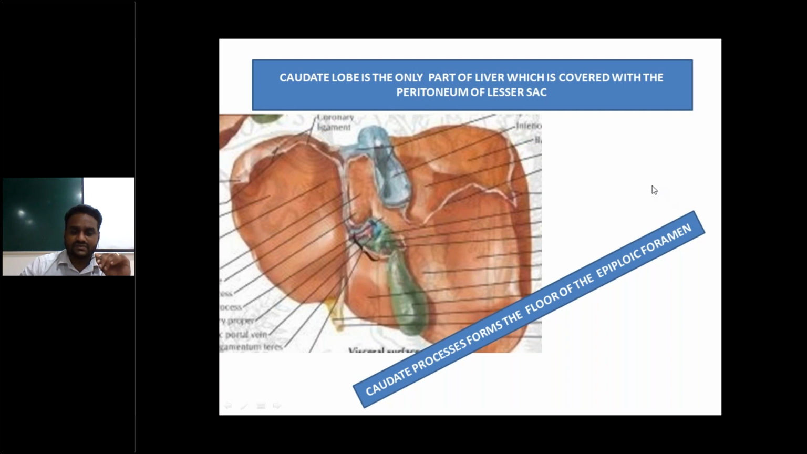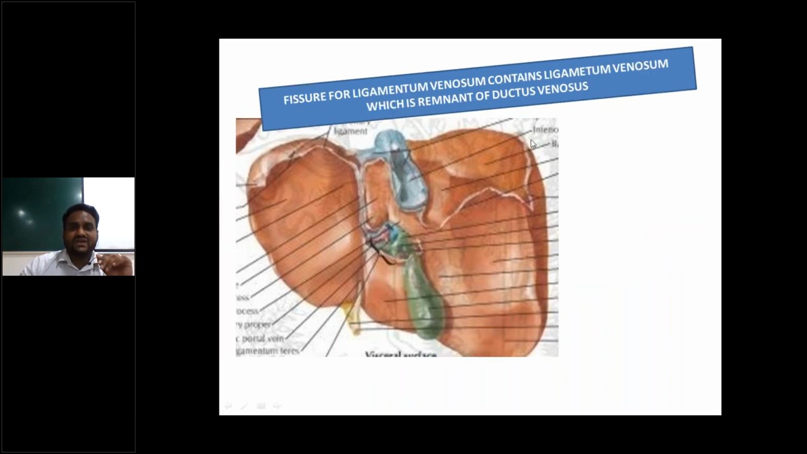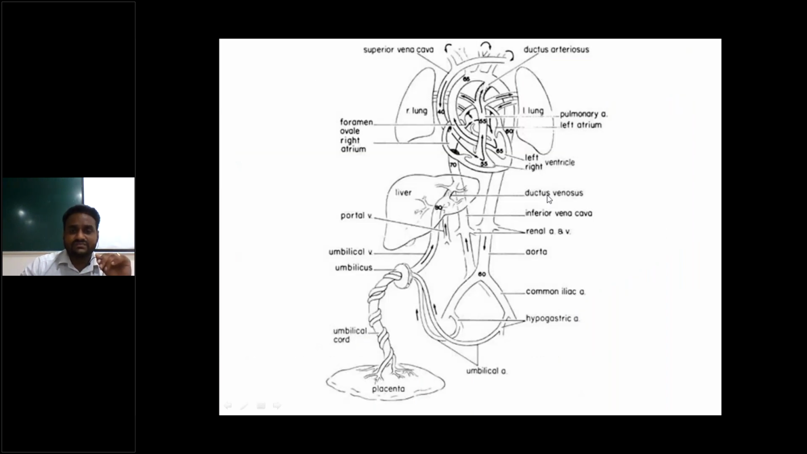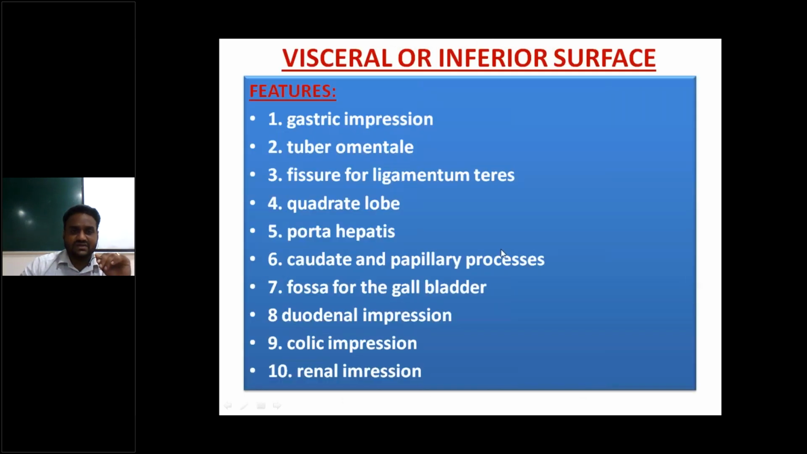Then the fissure for ligamentum venosum. Ligamentum venosum is the remnant of the ductus venosus. In fetal circulation we can see the ductus venosus. So this is about the posterior surface.